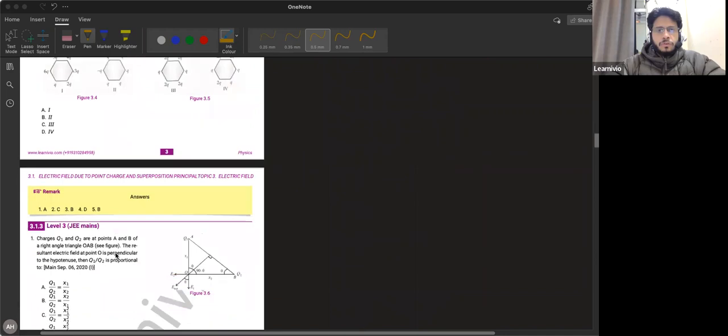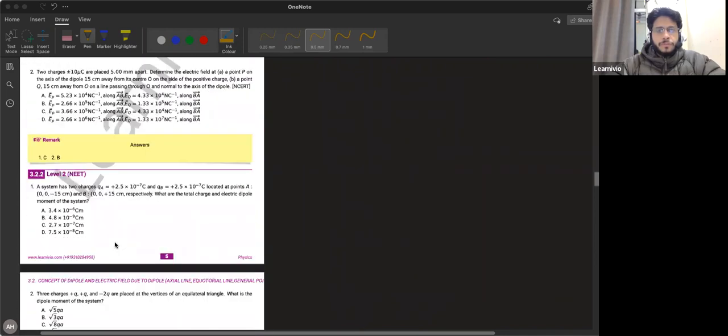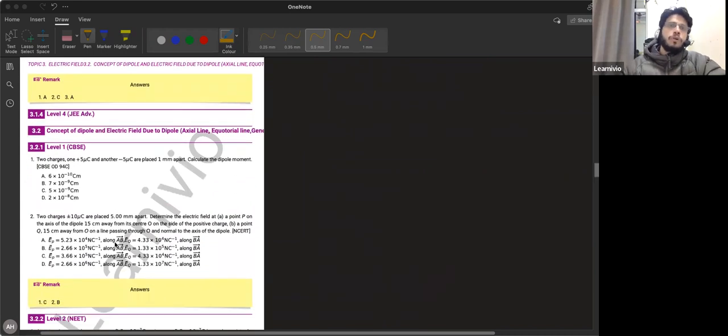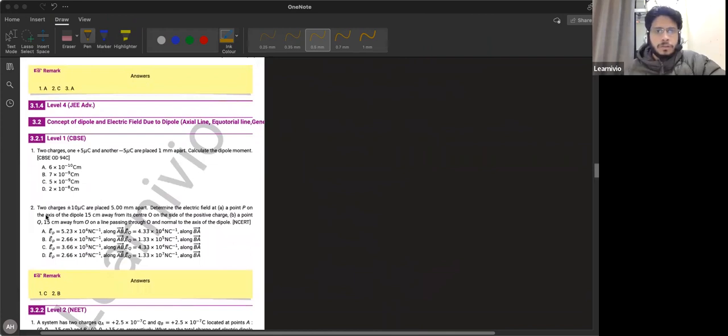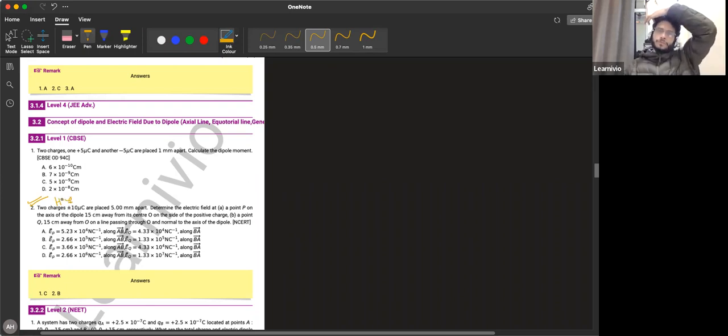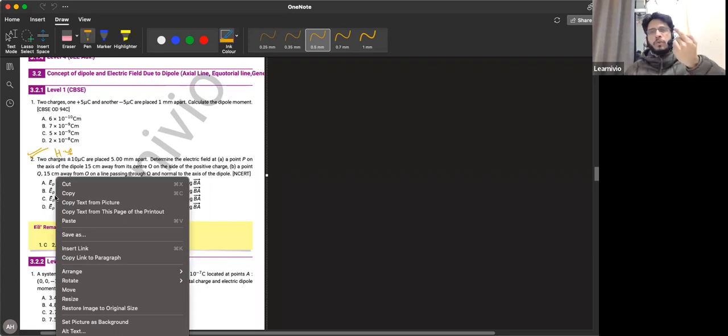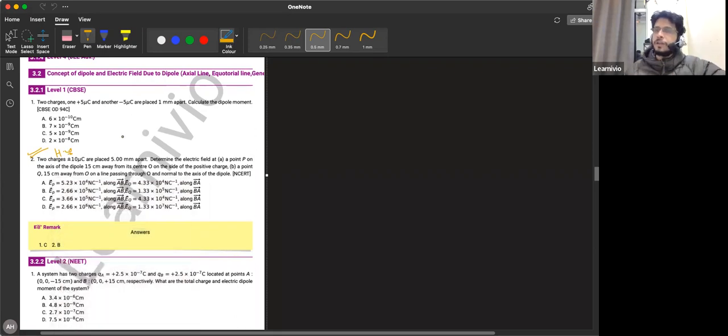Now let's move on to the next topic. Usually you don't get numericals from electric dipole. But if you want to solve some numerical, then you should solve this one. Usually you get a theoretical question or derivations from the electric field of dipole on axial line and equatorial line. If you look at PYQ, maybe in 10 years you find one numerical on this electric dipole axial line. Otherwise, they always ask derivations or conceptual questions.